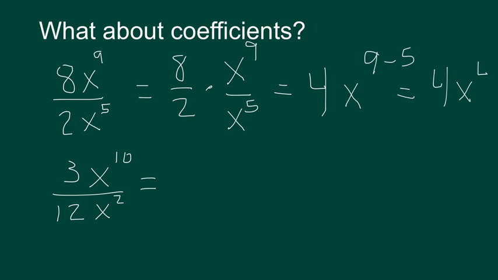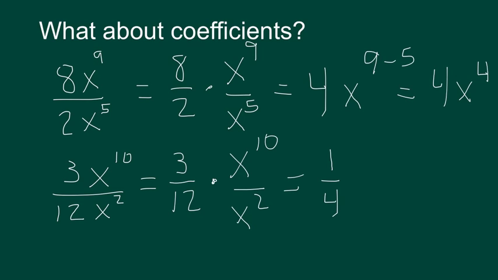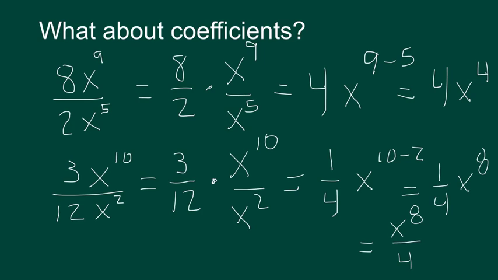And I can't seem to draw a 4. There we go. And the next one here, we have 3 over 12 times x to the 10th over x squared. 3 over 12 reduces to 1 over 4 because they're both divisible by 3. Then the other part would become x to the 10th minus 2. That would be the subtracting of exponents. Then when you simplify, this would end up being 1/4 x to the 8th power, which you can write as x to the 8th over 4, because 1/4 times x to the 8th is the same as x to the 8th over 4. So these are the two answers here.